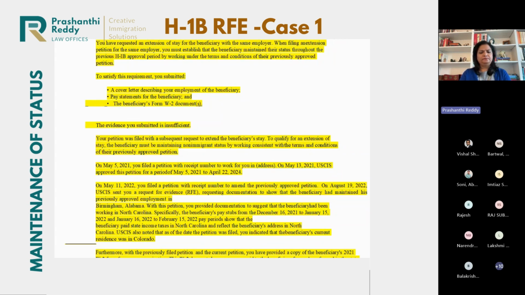Birmingham, Alabama was provided as the LCA information, but the address was mentioned as North Carolina. And then it goes on to say that furthermore, the previously filed petition and the current address, you have provided a copy of the beneficiary's 2021 W-2 from your organization. This W-2 does not show any wages paid to the beneficiary for work performed in the state of Alabama. Instead, it shows that the organization only employed the beneficiary in the state of North Carolina. This is the last paragraph. So this is what they're saying, what I just explained. Next page.